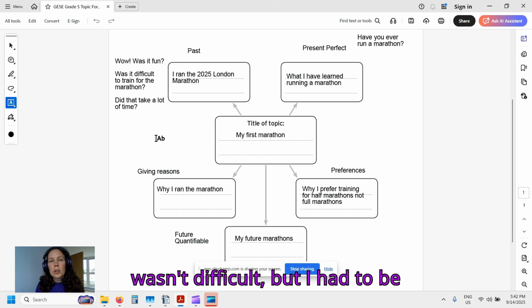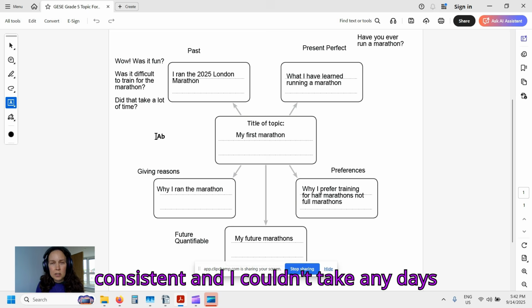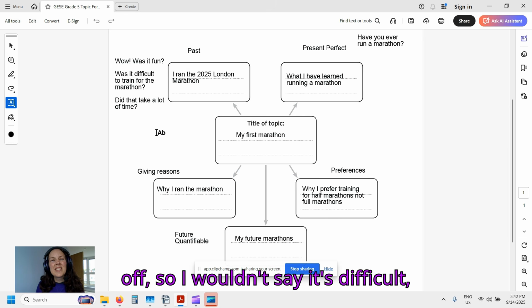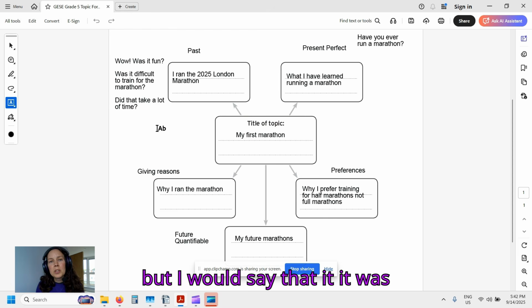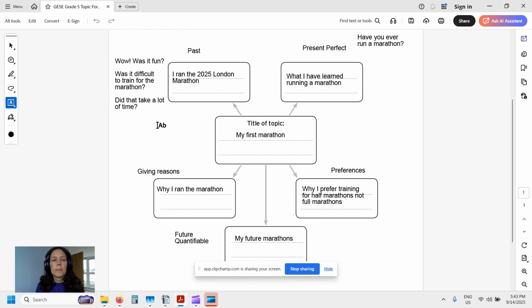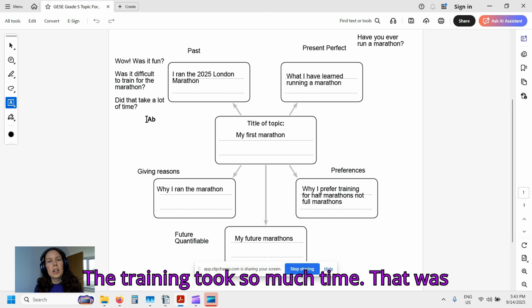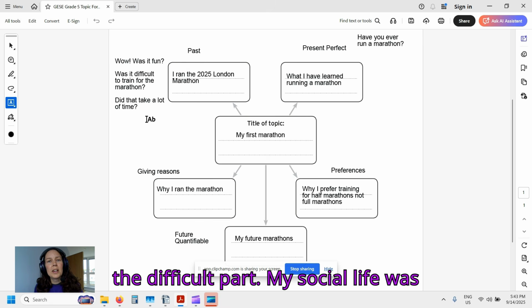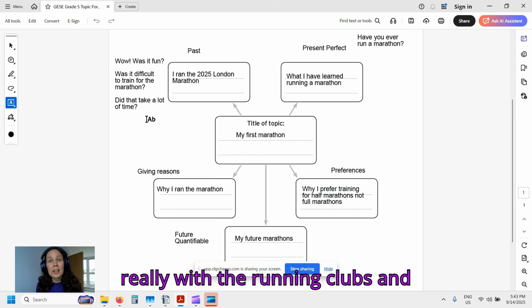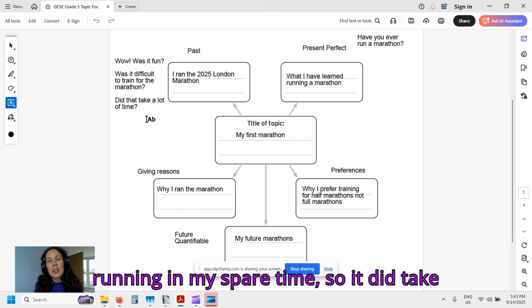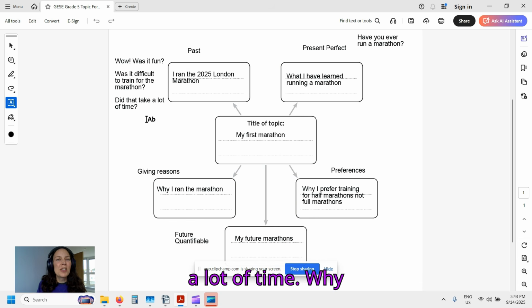It wasn't difficult, but I had to be consistent and I couldn't take any days off. So I wouldn't say it's difficult, but I would say that it was still hard work to do. Did that take a lot of time? The training took so much time. That was the difficult part. My social life was really with the running clubs and running in my spare time. So it did take a lot of time.